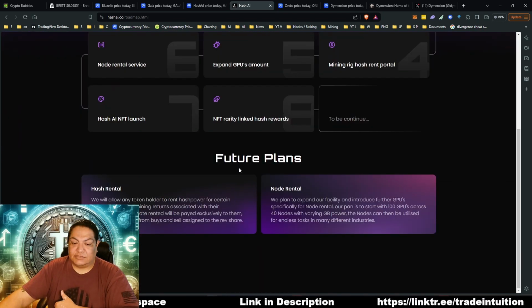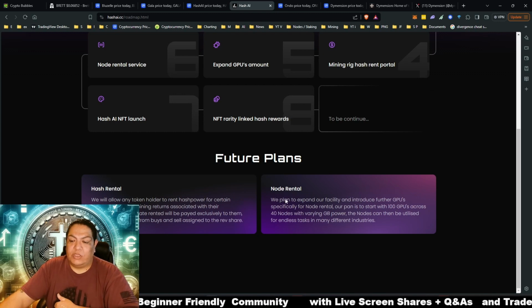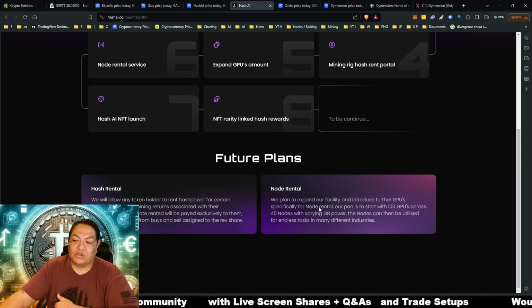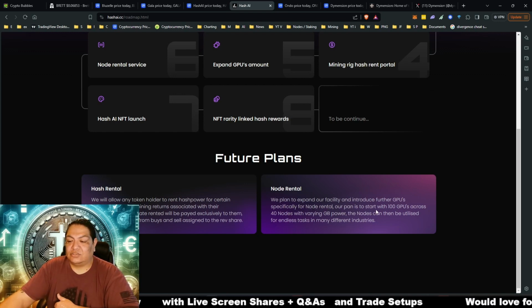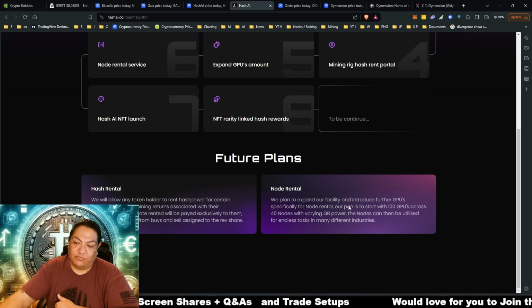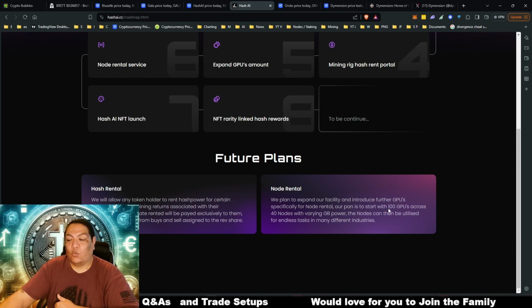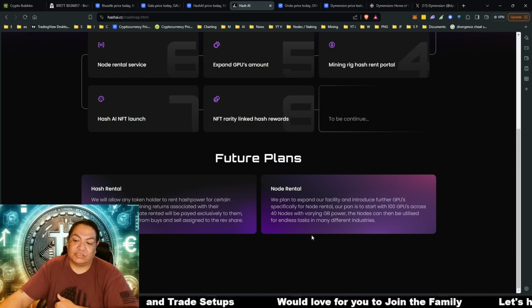Future plans, I'm in the way, but it says we will allow any token holder to rent hash power for certain periods of time. Node rental. We plan to extend our facilities and introduce further GPUs specifically for node rental. Our plan, they should put an L there. They need to get a proofreader. Their plan is to start with 100 GPUs across 40 nodes.